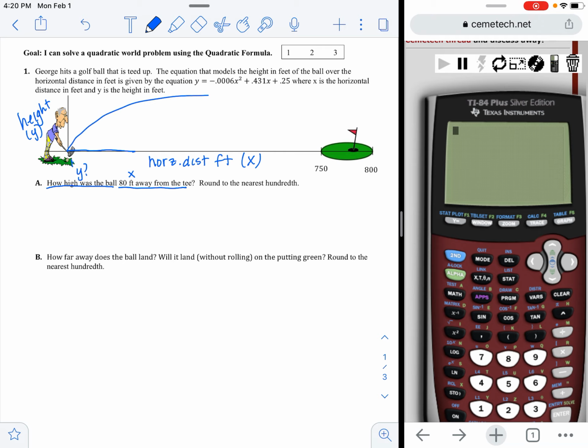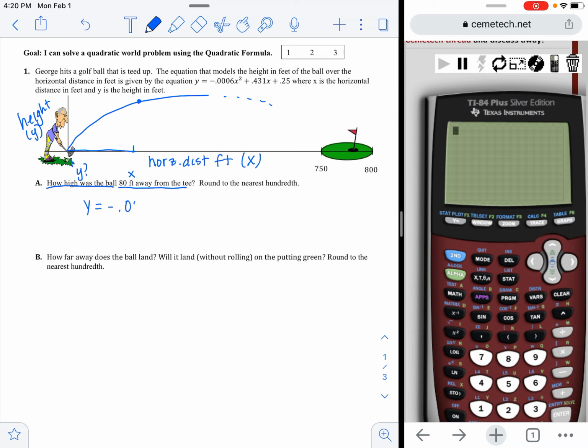So basically, George hits the ball and it's like whoosh, so on and so forth. And I don't know where it's going to fall, so I don't want to finish my parabola there. But let's say this is 80 feet. I want to know what's that point right there. So I know x is 80, right? So if I know x is 80, I can just plug in 80 for x.